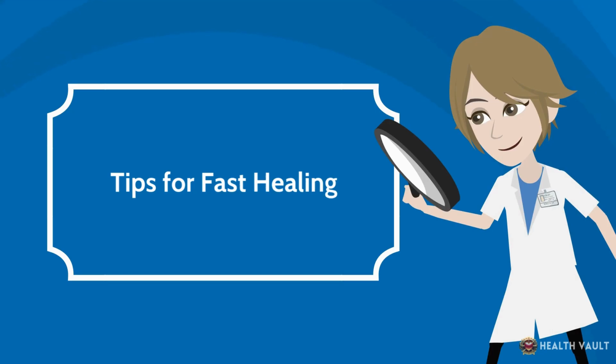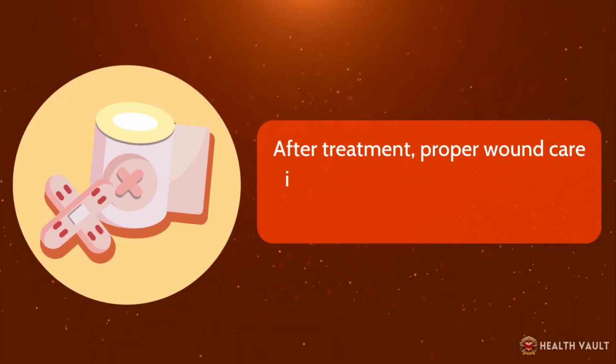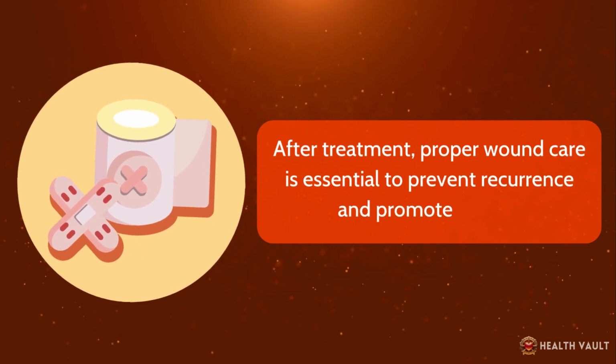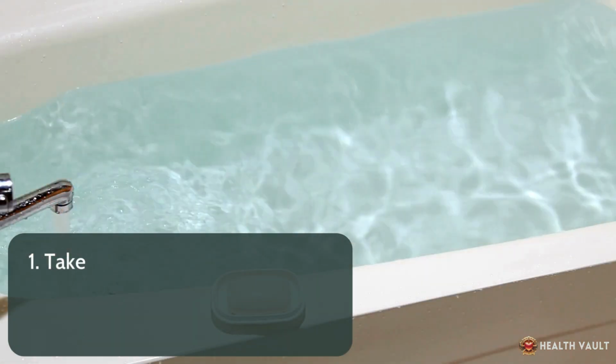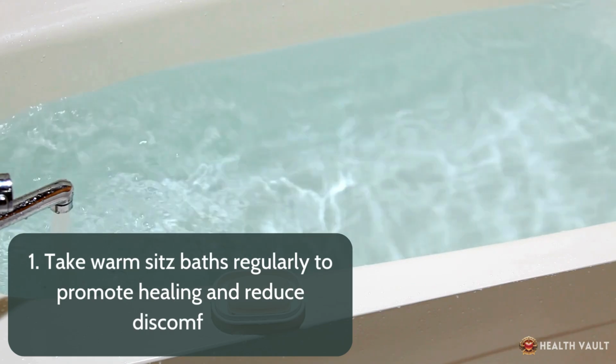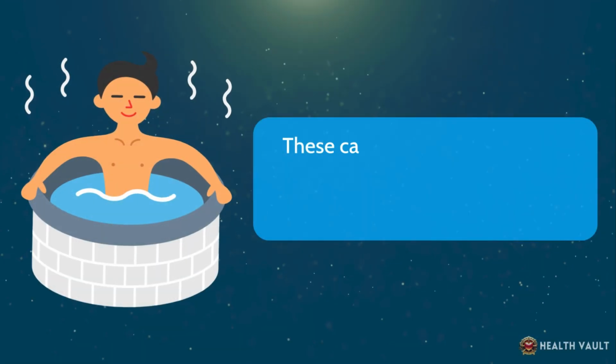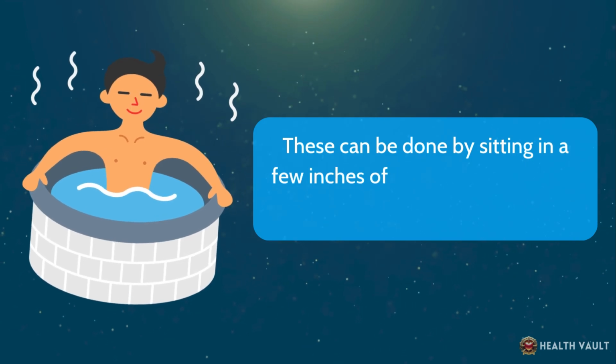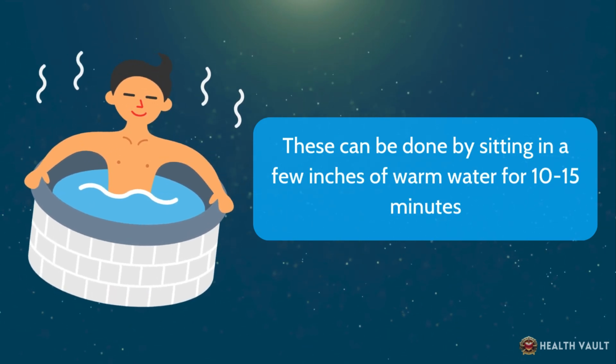Tips for fast healing. After treatment, proper wound care is essential to prevent recurrence and promote healing. Number 1. Take warm sitz baths regularly to promote healing and reduce discomfort. These can be done by sitting in a few inches of warm water for 10 to 15 minutes.